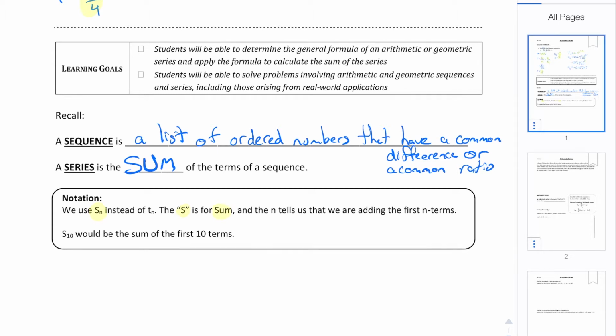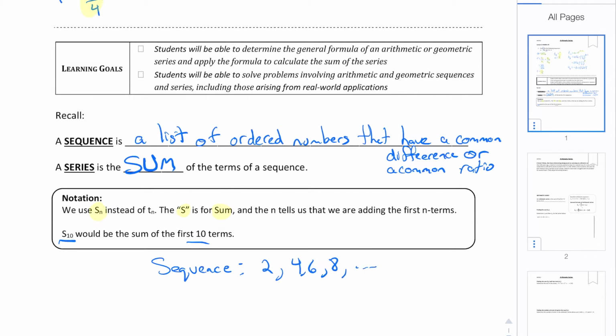Just like before, there's some notation to be aware of. Instead of t sub n, we use s sub n, s for sum. And whatever the n is tells us how many terms we're going to add up, starting from the first term and going up by 1 each time. So s sub 10 would be the sum of 10 terms.